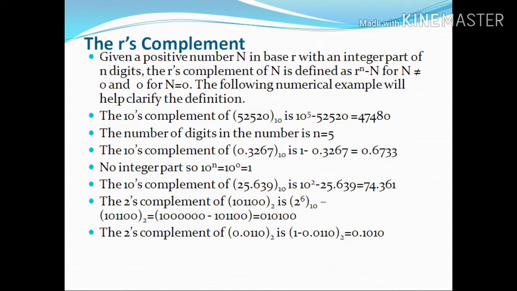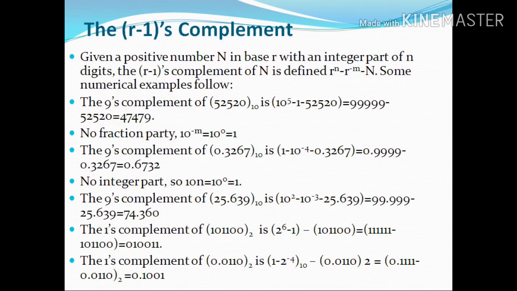Now the number of digits in the number: suppose the ten's complement of 0.3267. So 1 minus 0.3267 gives you the complement.